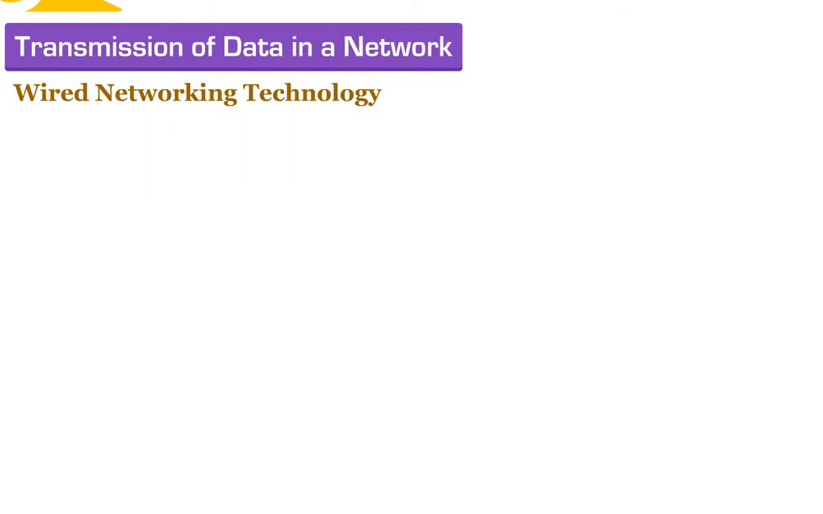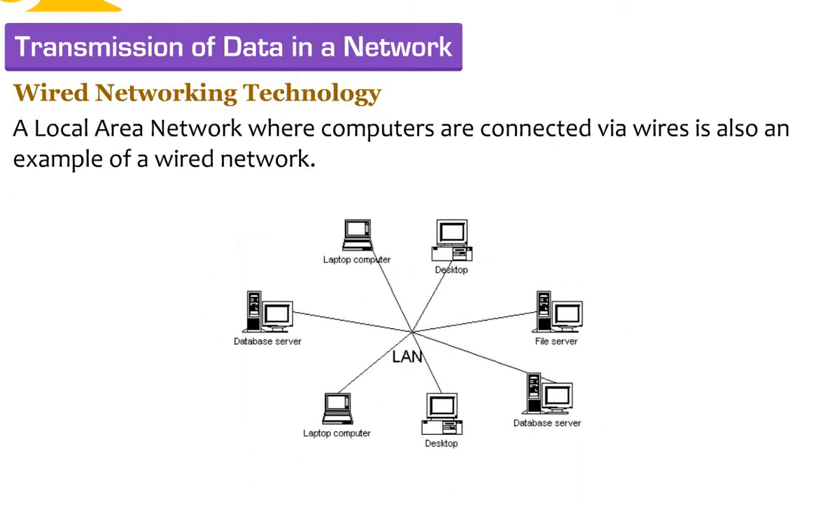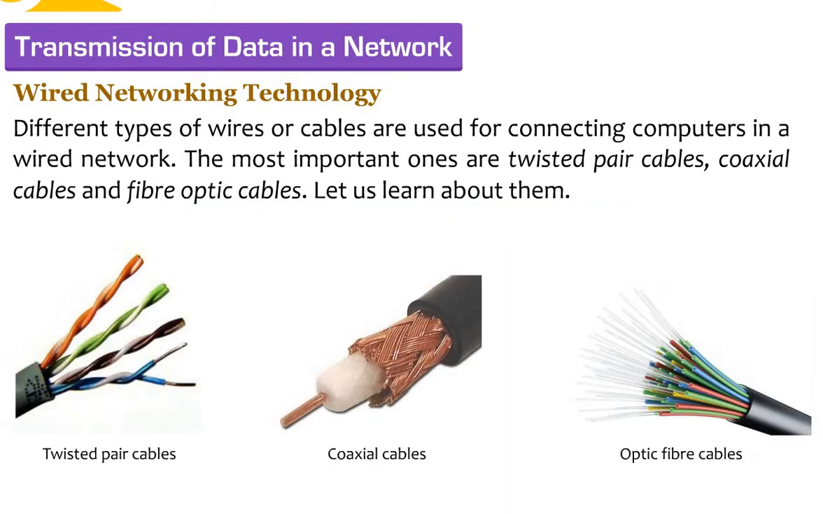Wired networking technology. In wired networking technology, data is transmitted through a physical medium such as a wire, hence the name wired. Cable TV networks and telephone networks are examples of wired networks. A local area network where computers are connected via wires is also an example of a wired network. Different types of wires or cables are used for connecting computers in a wired network. The most important ones are twisted pair cables, coaxial cables, and fiber optic cables. Let us learn about them.